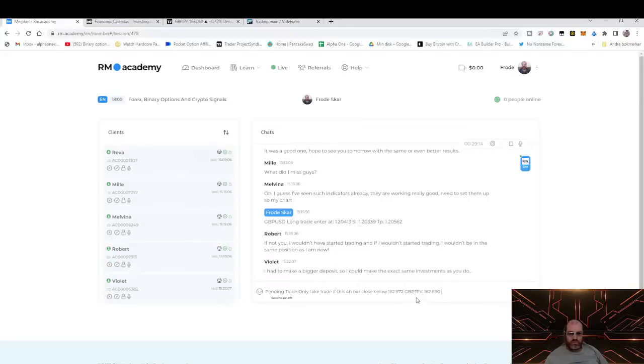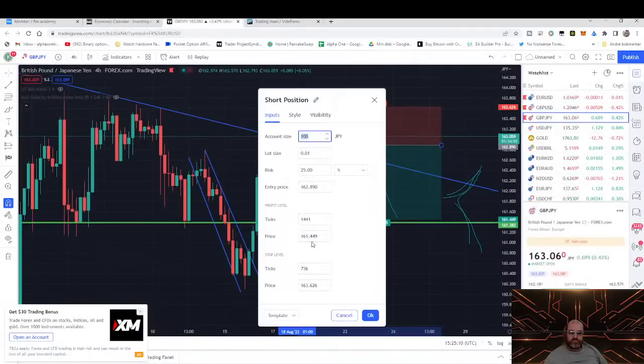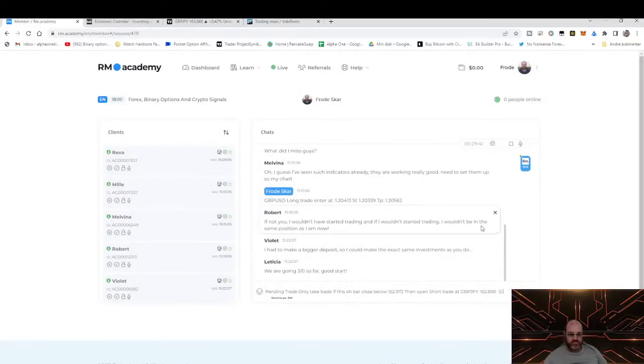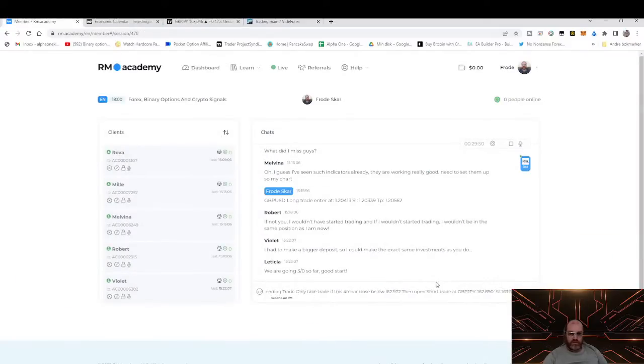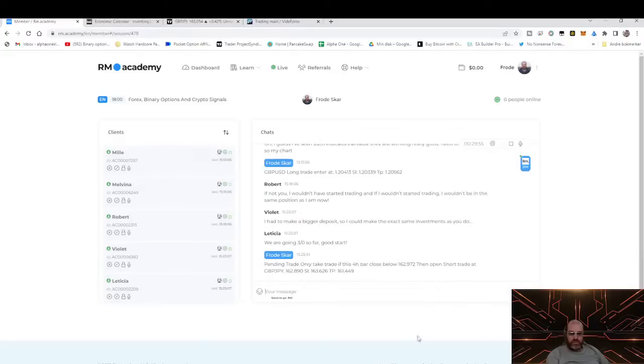Then open short trade at, take this stop loss level here, and we add the take profit level here. Like that.